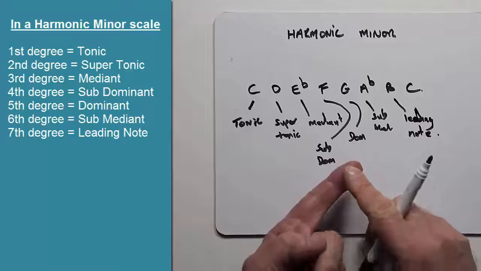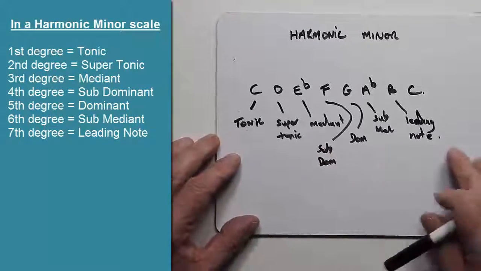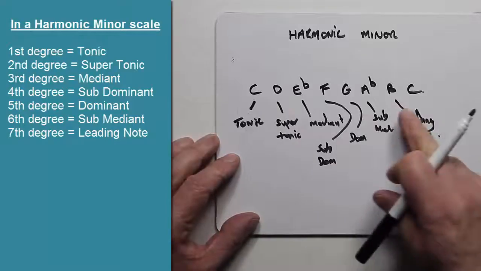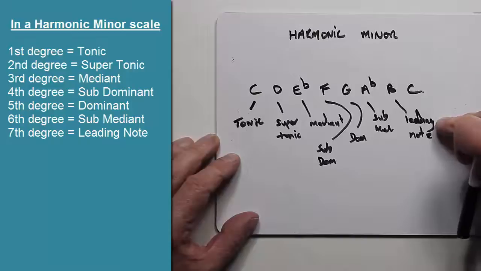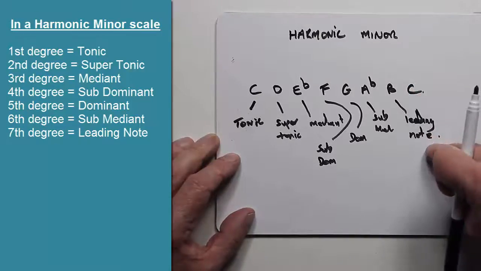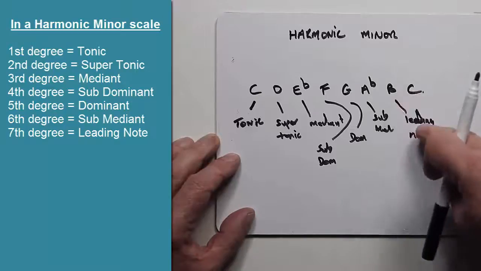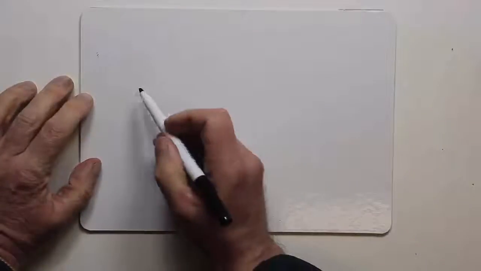So you've got the major, the natural minor, and the harmonic minor. These are the ones you're going to find in bebop, so make sure you understand what these are. So harmonic minor has got this leading note, whereas in natural minor it's called a subtonic, like that B flat.